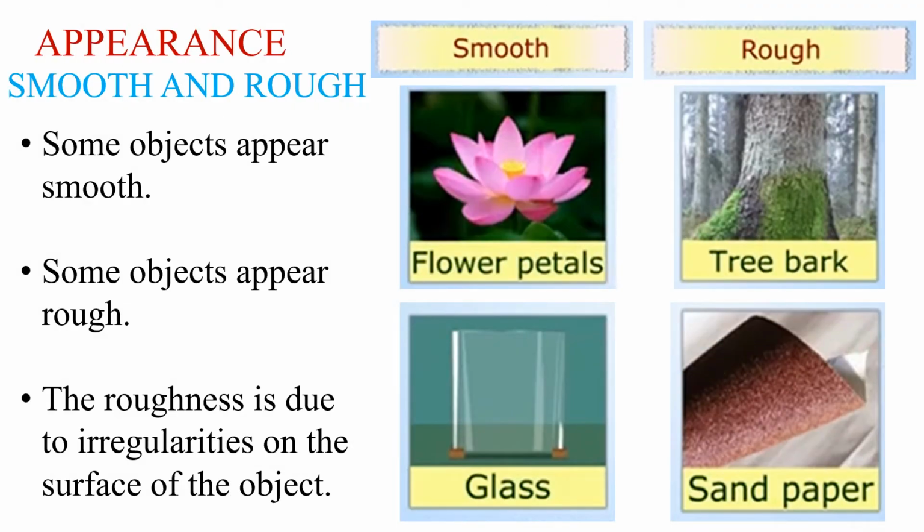In appearance, materials can have different properties. Materials can be rough or smooth. Some objects appear smooth. The surface of flower petals and the surface of glass appear smooth. Some objects appear rough. The surface of tree bark and the surface of sandpaper appear rough. The roughness is due to irregularities on the surface of the object.